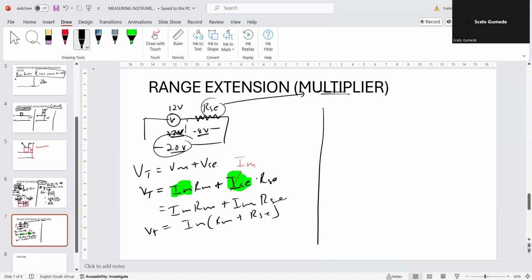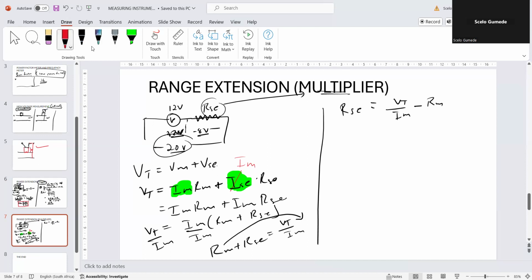Now, I'm looking for the multiplier RSE. Divide by IM, divide by IM. Then I'm left with RM plus RSE is equal to VT over IM. Then what do we do? Take RM across. Then I get the fact that R series is equal to VT over IM minus RM. This would be my formula to calculate a multiplier. I'm just showing you where it comes from, guys. It's not so important, unless they say proof, then maybe you can learn that.